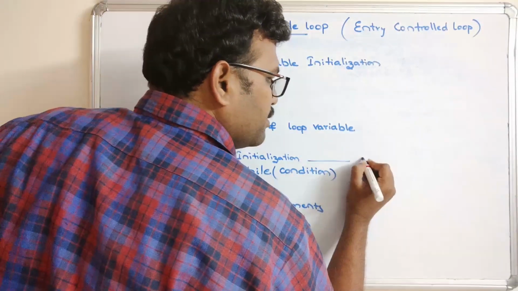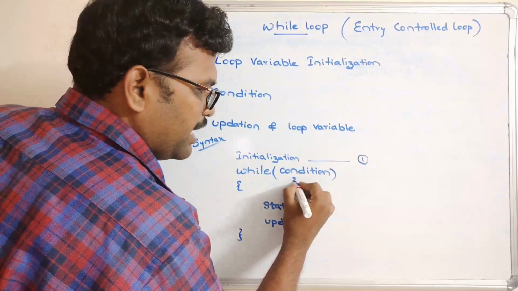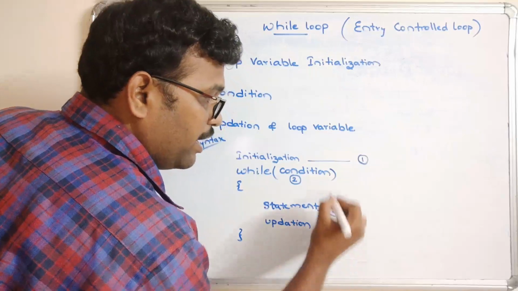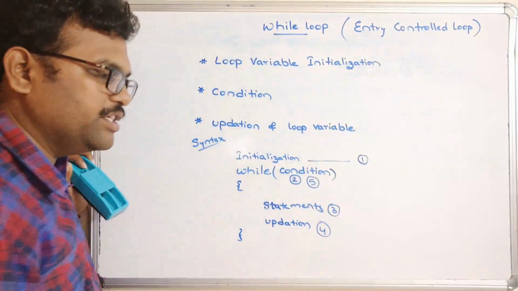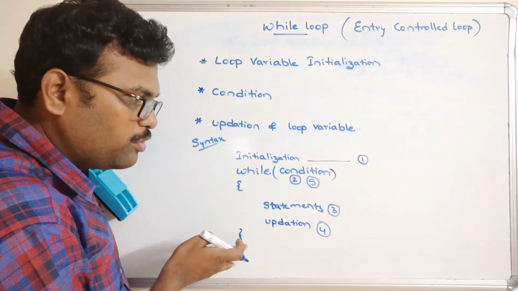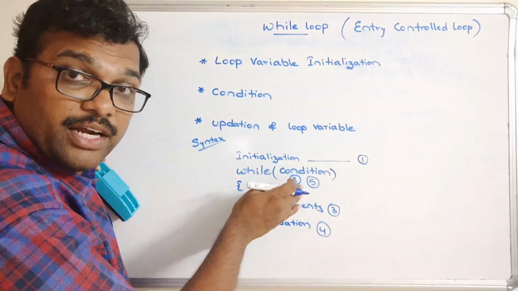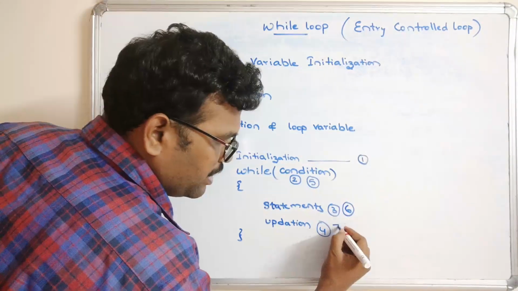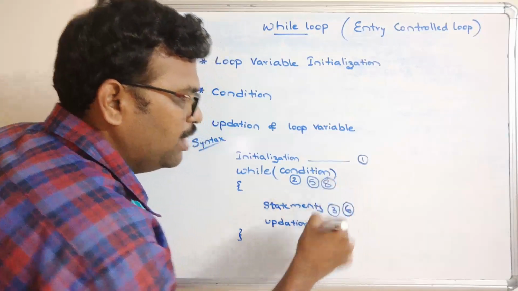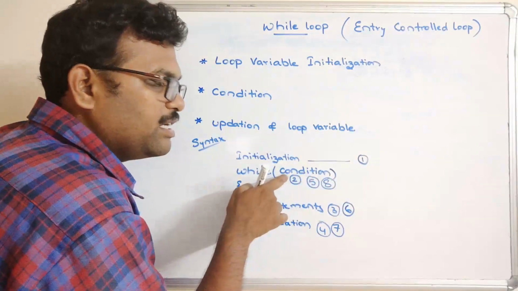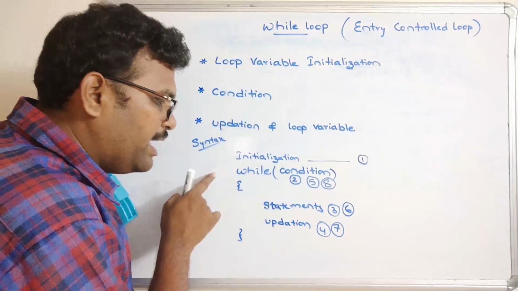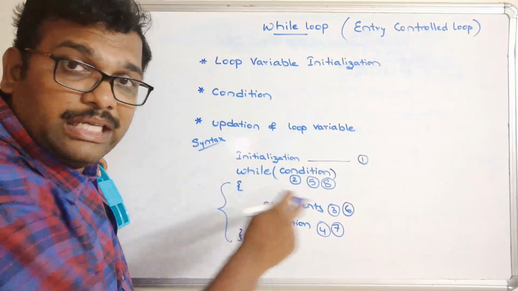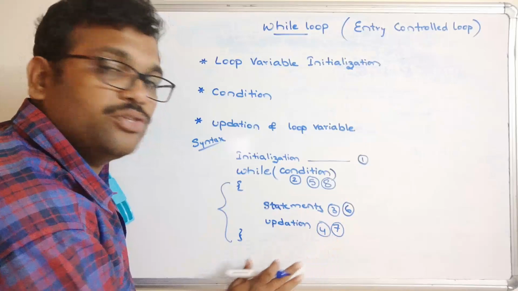The first step is this one, the second step is the condition, the third step is statements, the fourth step is updation, and the fifth step is the condition. Again it will check the condition. After completion of the closing brace, it will again check the condition, and if the condition is true, the sixth step, the statements, will be executed, and after that 7, and again 8 will be the condition. This will be repeated until the condition becomes false. The control will enter into this loop only when the condition is true, and when the condition becomes false, the control will never enter into this loop.